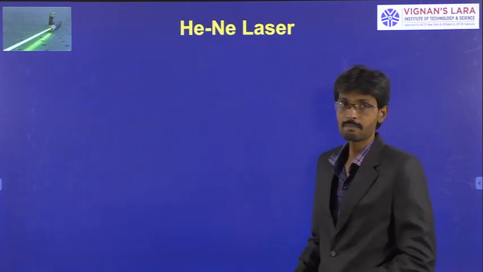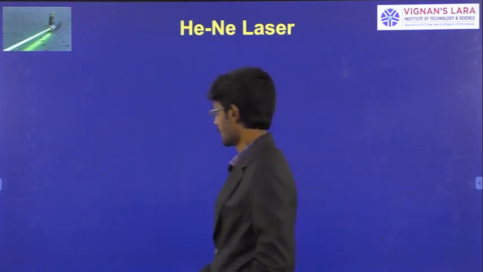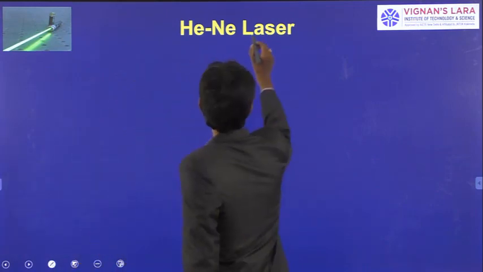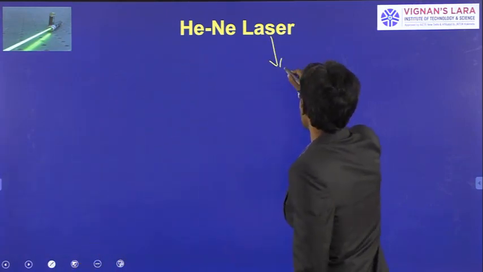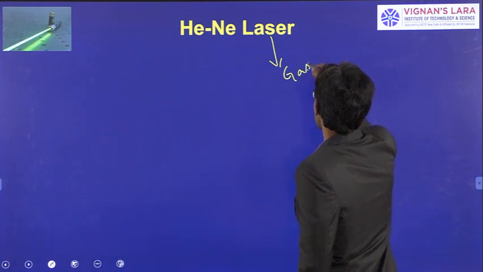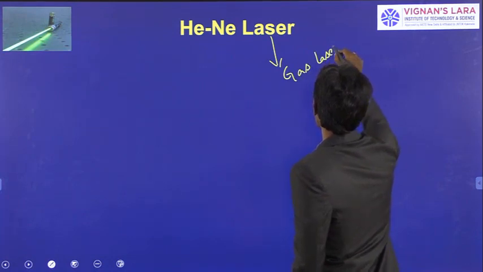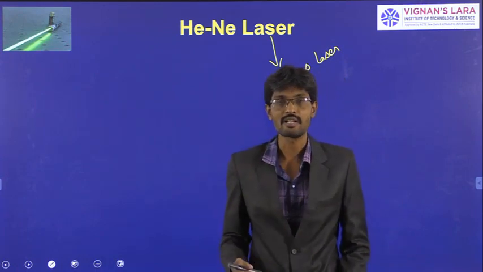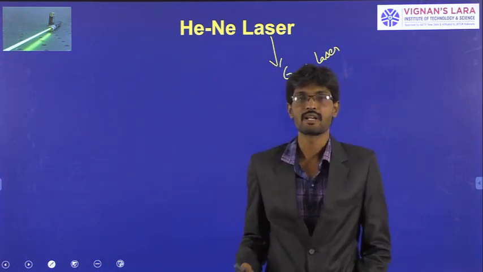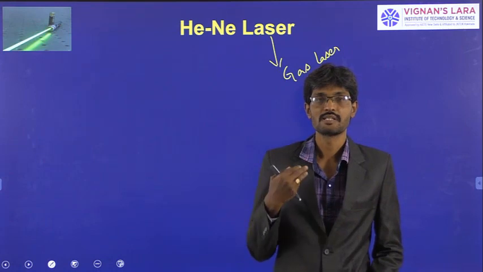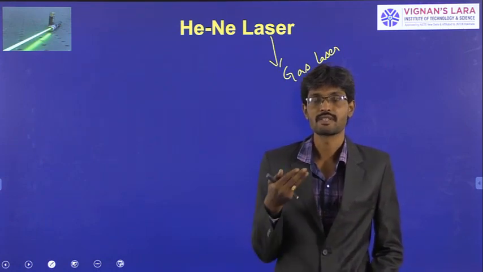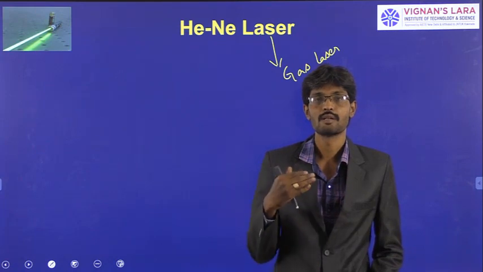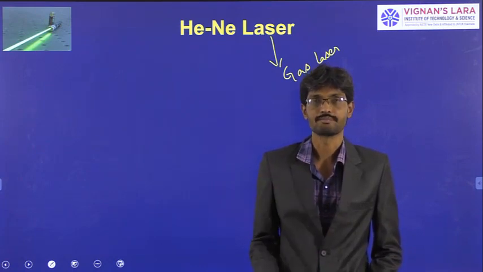If you see, the helium neon laser is a gas laser. In the previous session we discussed the types of laser: solid state laser, liquid laser, gas laser, semiconductor laser. This is the classification of laser based on the medium, that is, the gain medium.